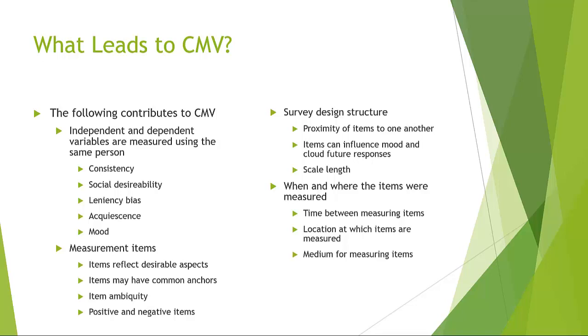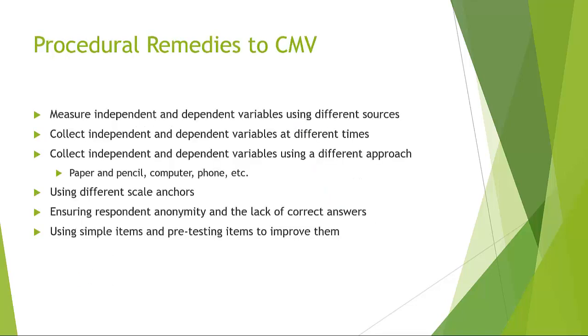So when there's time between measuring items, I can reduce common method variance because I'm limiting the effect of mood. And I'm also making it more difficult for respondents to accurately guess what it is that's being evaluated. I can also change the location at which items are measured in order to prompt different mindsets through which to evaluate the data. And also I can use different mediums for measuring items. So I can make phone calls to respondents. I can have them complete part of a survey online, part of it offline, etc. But changing things up is going to result in lower levels of common method variance.